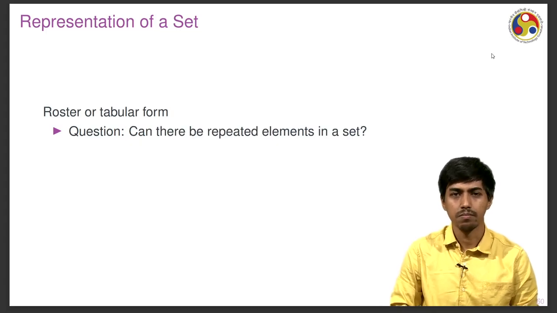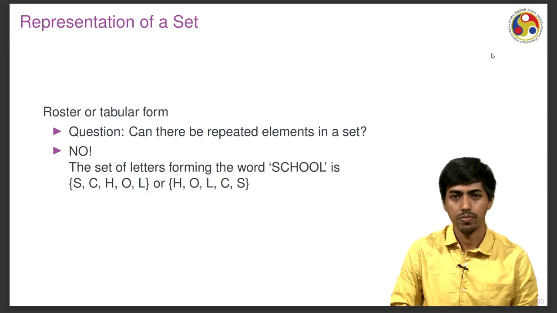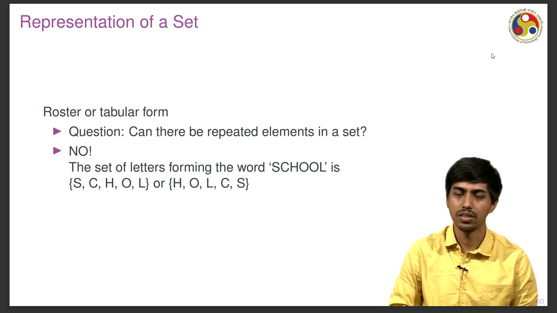The second question is, can there be repeated elements in a set? Now the answer is no. The set of letters forming the word school, for example, which has SCHOOL, can be represented by the set SCHOL or HOLCS, right? So both the sets, as you can see, have the same set of elements, and O is not repeated. And since we have already seen that the order is not important, both are the same set, right? We don't have to mention the repeated elements.